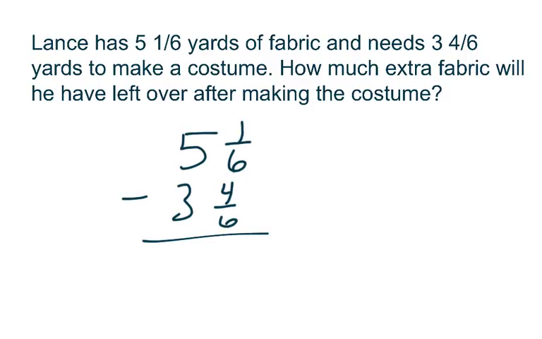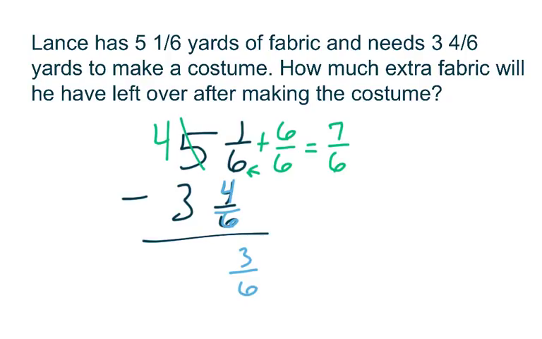In order to solve this problem, we have to do some regrouping. So we borrow and then we add a whole. Our whole is equivalent to 6/6 because our denominator here is 6, which tells us there are 6 equal parts in my whole. I then subtract 7/6 minus my 4/6, which is right here, and I end up with 3/6. And then I subtract 4 minus 3, and I have 1.